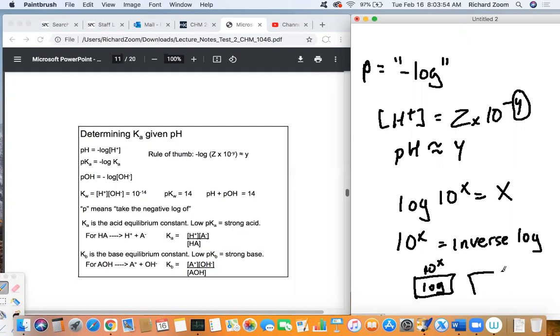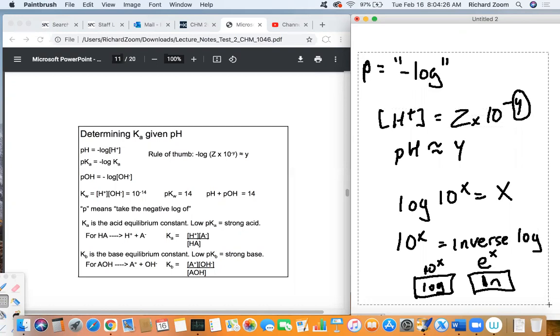The other one you'll see on your calculator is ln, and the inverse of that is called e to the x. So that's a different kind of log. That's a natural log. So you need to be careful not to mix those two up. And if we're dealing with pHs, then we're always dealing with log and not ln. So just make sure you're aware of that. Does anybody have any questions so far? Okay.